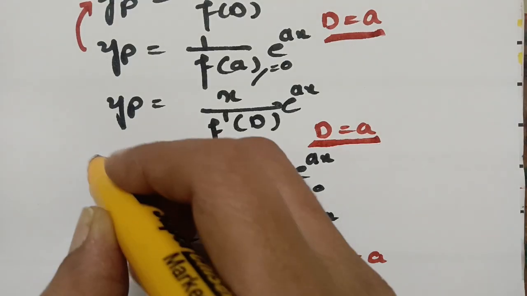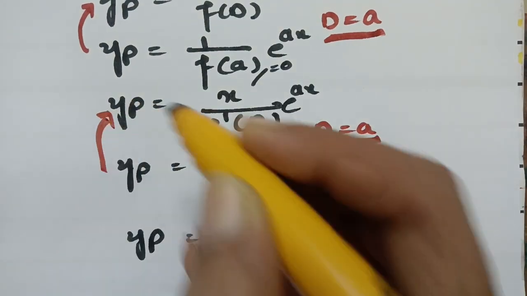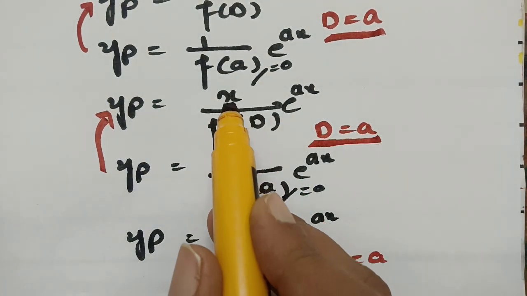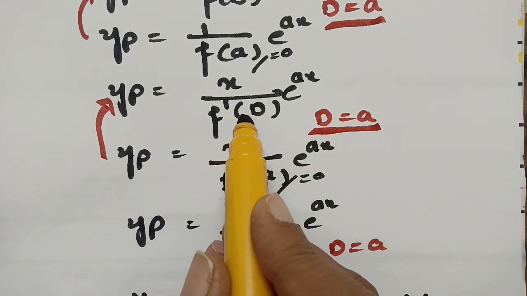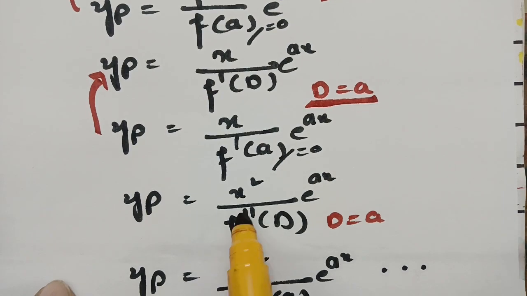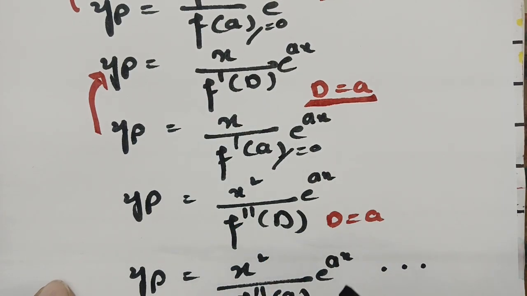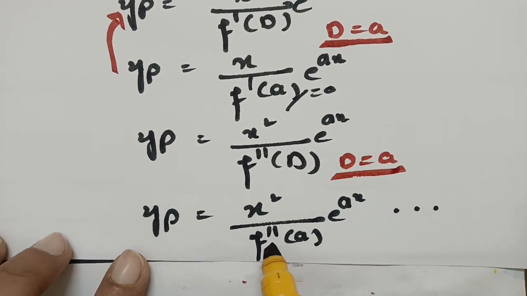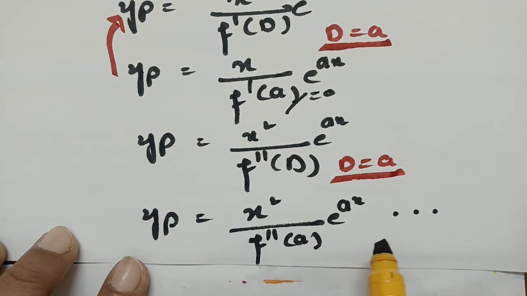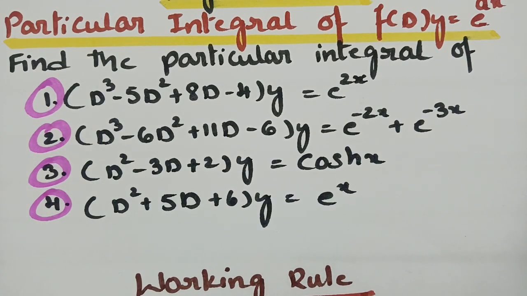Again we have to keep one x in the numerator and go to the previous step. In the previous step, we have to keep one more x here in the numerator and make a derivative for this denominator. This will be f double dash of D. And again we have to substitute D is equal to a. If you get a value here, leave it as it is, or else you continue the process like this. So this is the working rule.